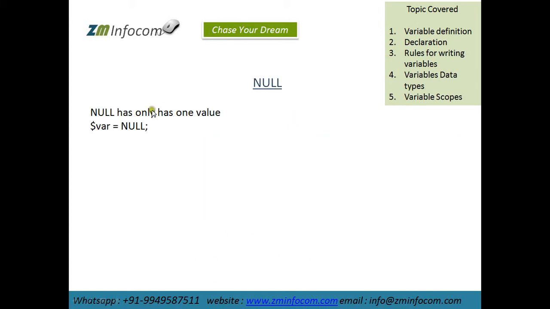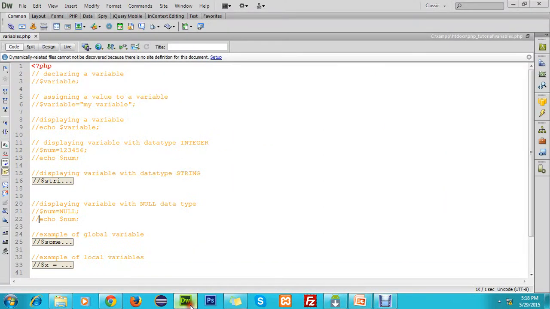Null. Null has only one value: variable equals null. We are assigning this null to the variable. We are going to see an example I have prepared, just a small file.